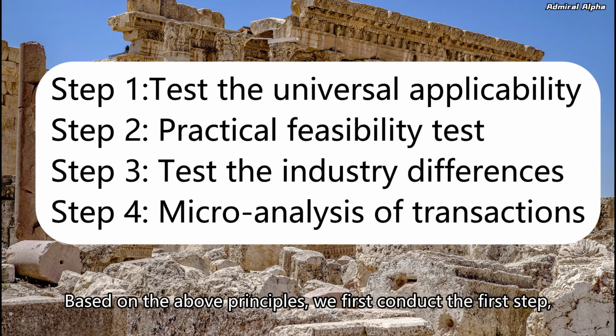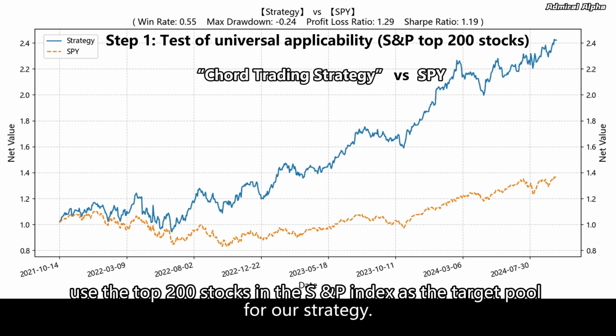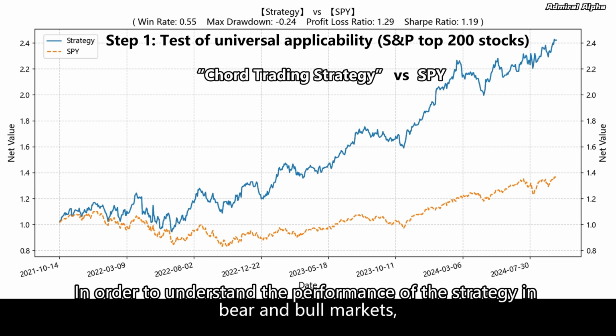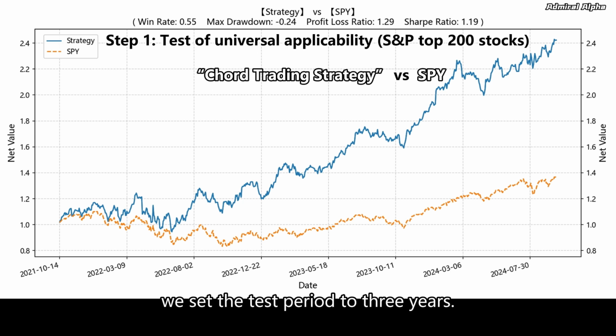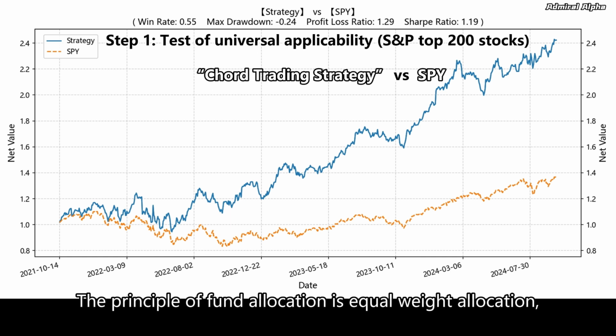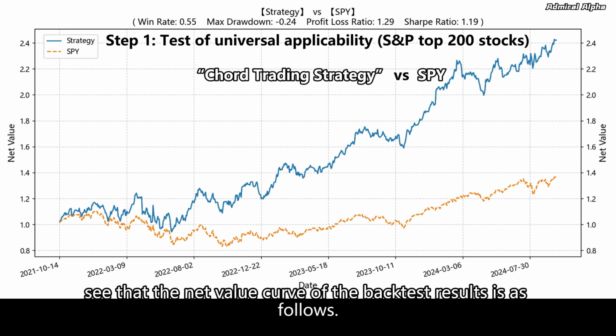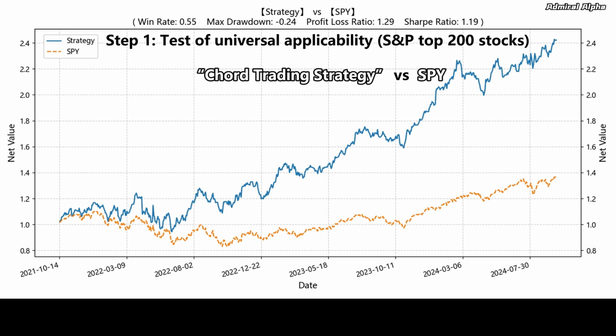Based on the above principles, we first conduct the first step, testing the universal applicability. We use the top 200 stocks in the S&P index as the target pool for our strategy. In order to understand the performance of the strategy in bear and bull markets, we set the test period to 3 years. From September 2021 to September 2024, the testing principles are consistent with the methods in the previous program. The principle of fund allocation is equal weight allocation, and the control group still holds the S&P 500 ETF. We see that the net value curve of the backtest results is as follows.